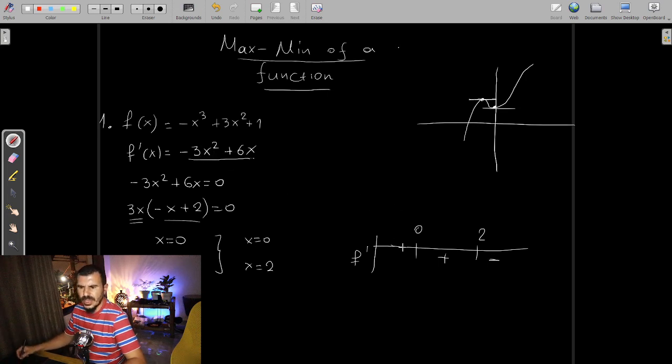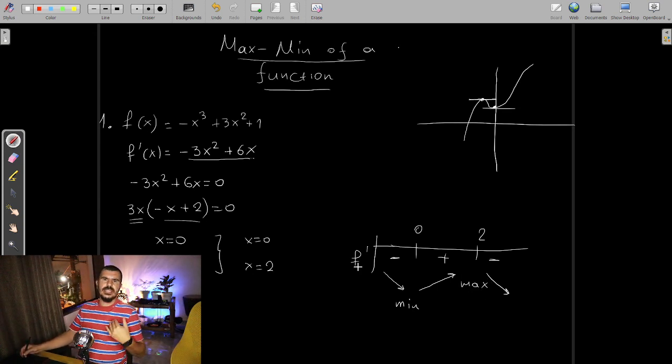And the same, put another value less than 0. Minus 10. Again, minus 300 plus 60 minus 60, it's negative. So my derivative goes how? From minus infinity up to 0 it goes down, then after 0 up, and then down. So this point is going to be the minimum and this point is going to be the maximum. And that's how you can find the minimum and the maximum of a function using only the derivatives.